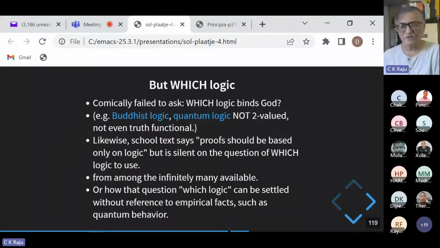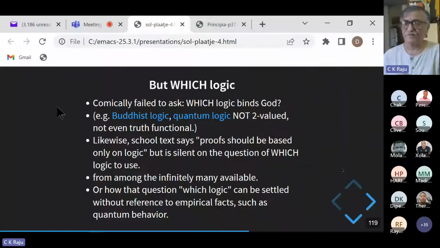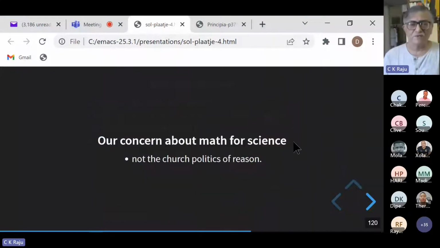There's also a question of which logic to use, because of quantum logic. Now, if you're going to talk of quantum computers, you have to use quantum logic, not two-valued logic. And it is just not the same. You can't just assume you have two-valued logic. It is not even three-valued. It is not quasi-truth functional logic. It's too much to go into right now. So our concern is for math for science, not the church politics of reason.